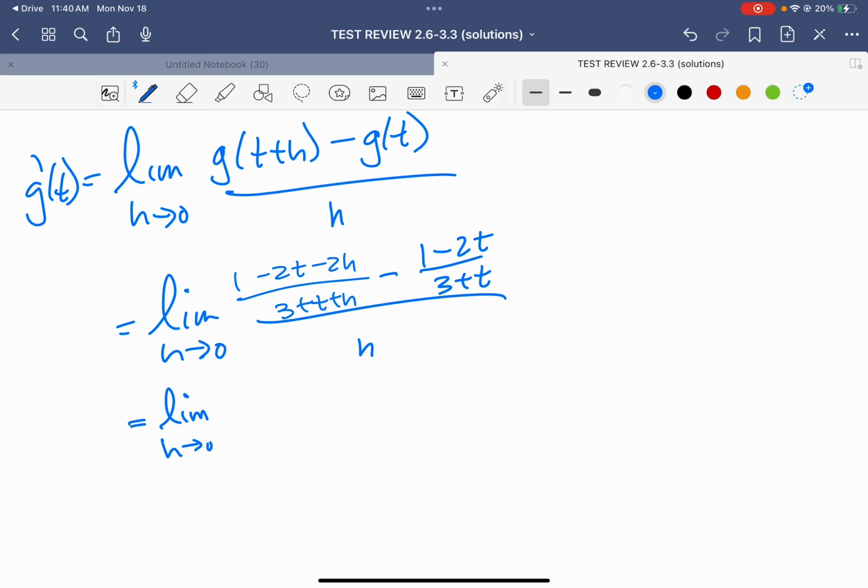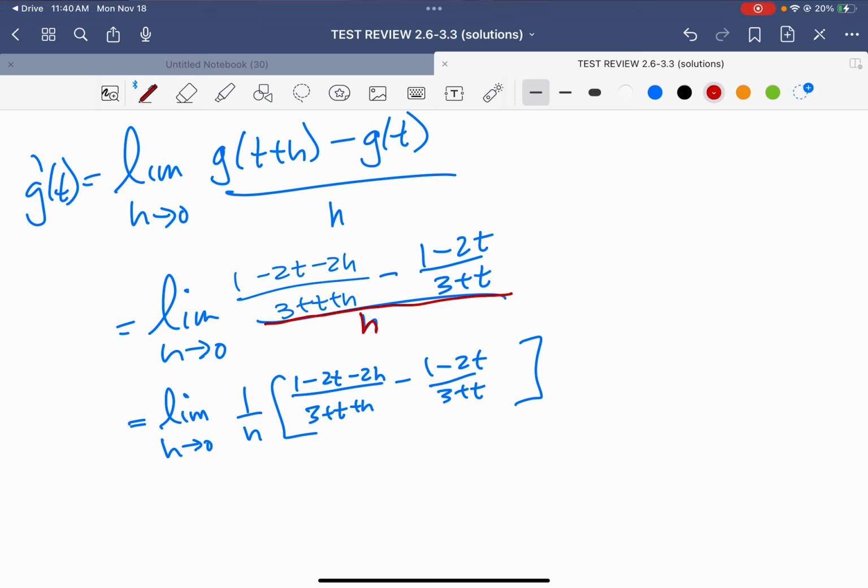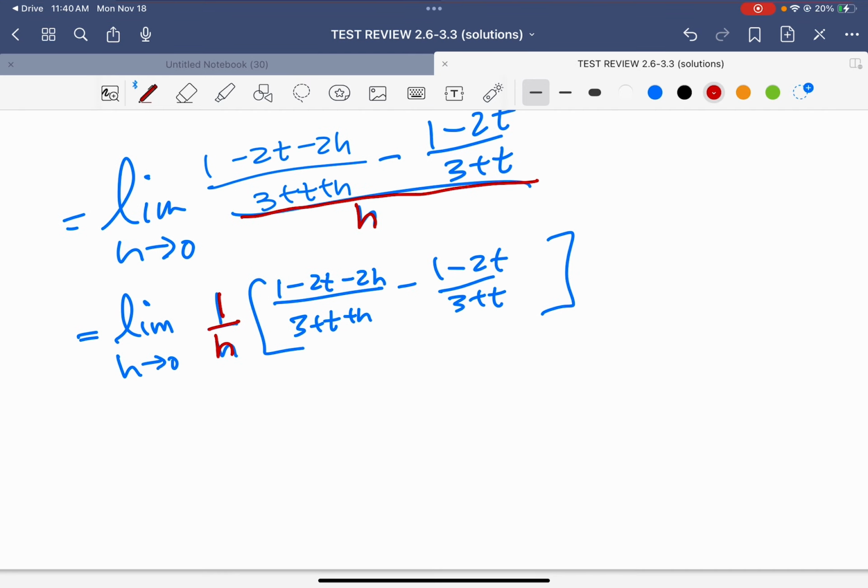Well, the first thing I'm going to do is pull out the 1 over h and put it out front. So you're going to have (1 minus 2t minus 2h) over (3 plus t plus h) minus (1 minus 2t) over (3 plus t). So I'm going to pull out this stuff divided by h in front. Instead of dividing by h, I'm going to multiply by 1 over h.